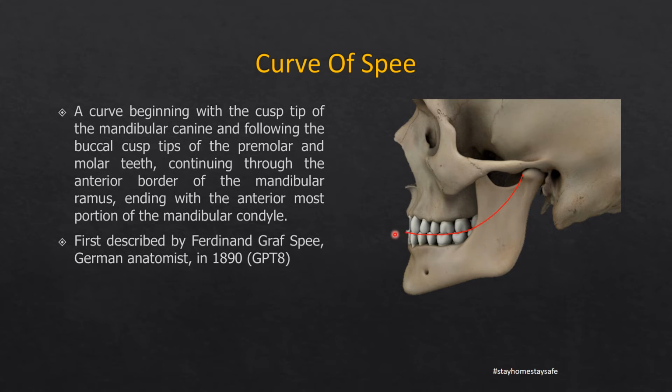So basically, the curve of Spee is a curve that follows the tips or the incisal edges of the occluding surface of the mandibular teeth. So basically, it is like the curve of Monson, where the teeth are occluding against the surface of a sphere which is 8 inches in diameter with its center at the glabella. This was first described by Graf von Spee in 1890. So this compensating curve will help us in the balance of the denture in the protrusive movements of the mandible.